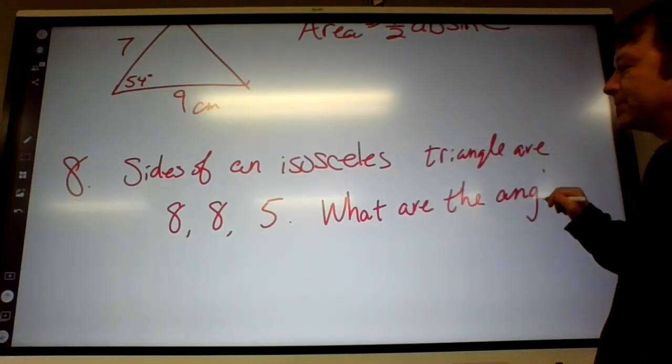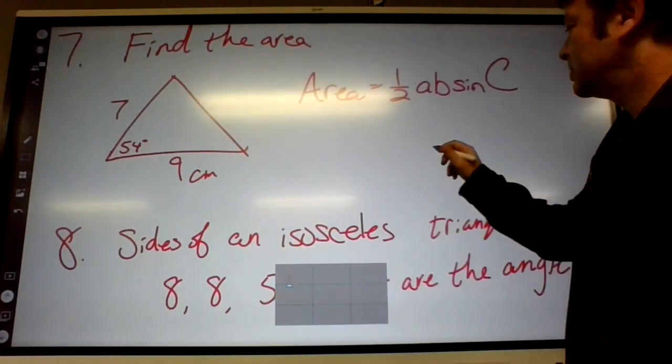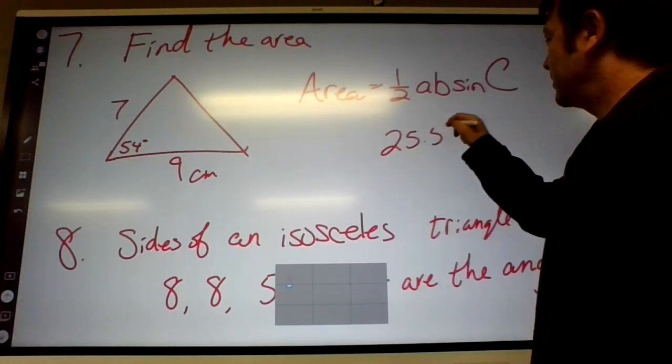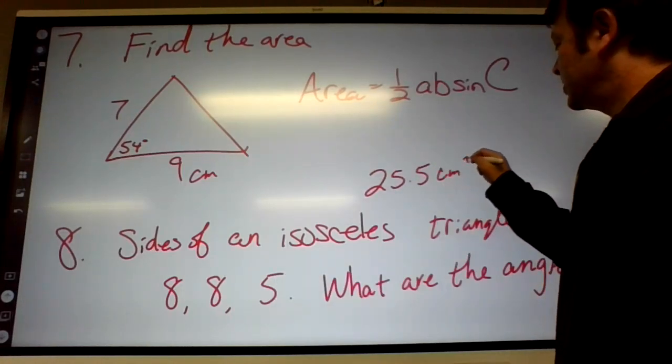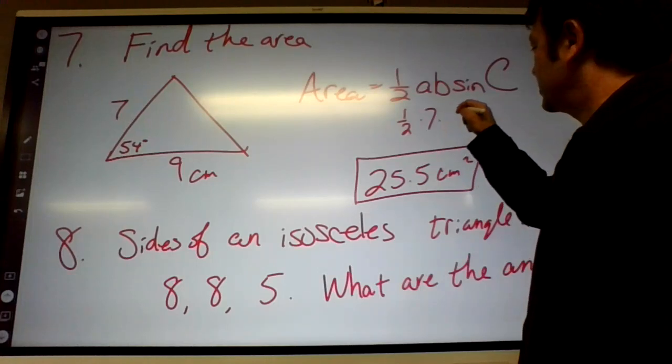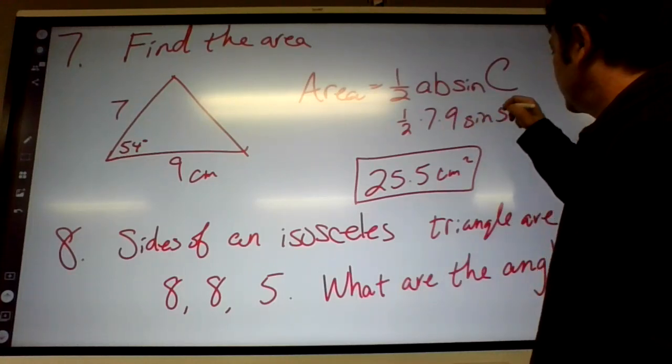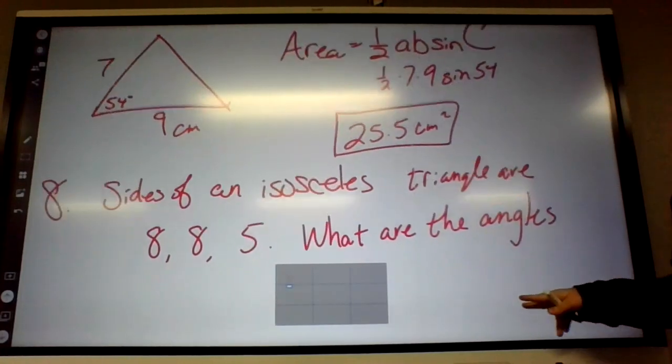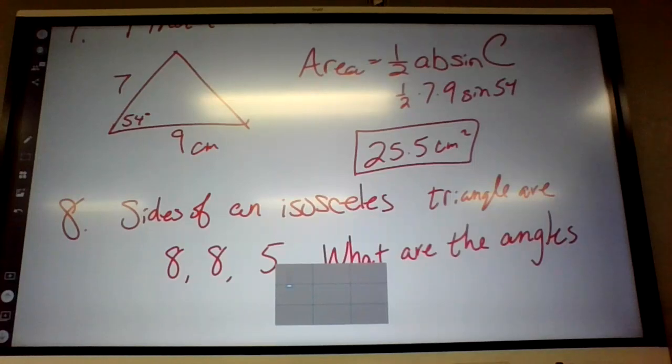Alright, what did you guys get for 7? 25.5 centimeters squared. Alright, so you should have done 1/2 times 7 times 9 times sine of the angle. No problem. Okay. We're probably gonna need that area formula later.